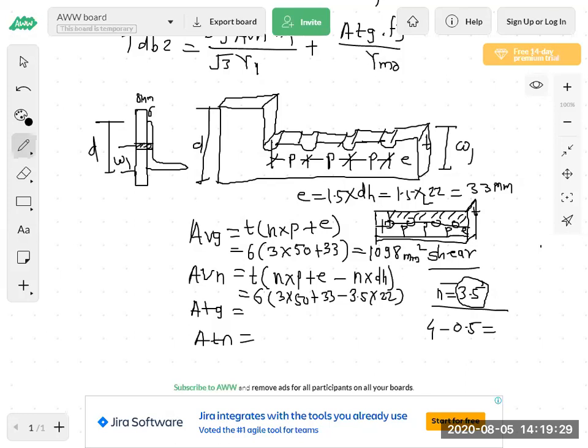This area is in tension. So here 3.5 bolts are remaining. So that is why we have written 3.5 here. Are you getting it, everyone? Now, calculate it. 678 mm square. 678 mm square.